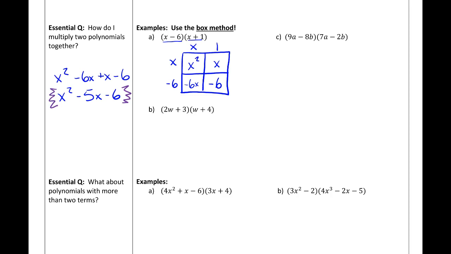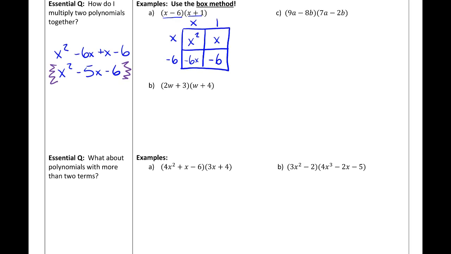I'll show you one last example, and I'm going to leave C for you to do on your own. So we've got two binomials. I'm going to draw a box over here, so I've got a little bit more room to write that polynomial this time. Two by two box. My first expression is 2w plus 3. And then my second one is w plus 4. So no negatives to deal with this time.